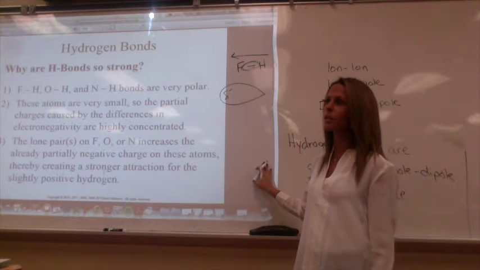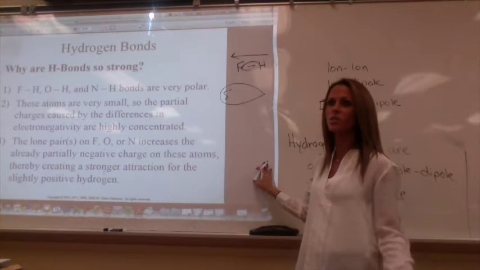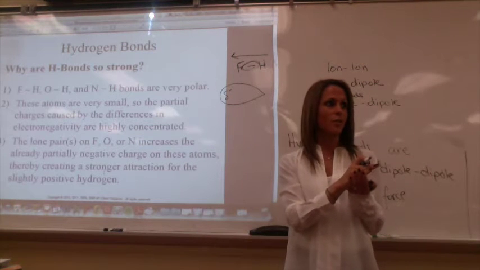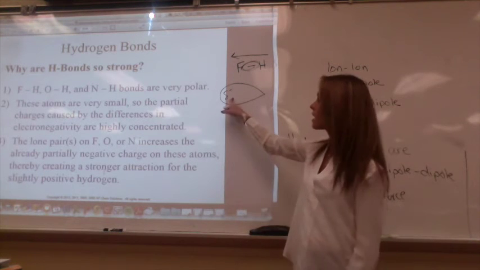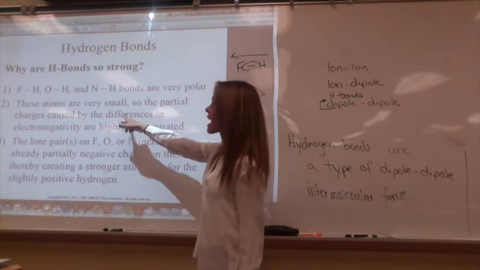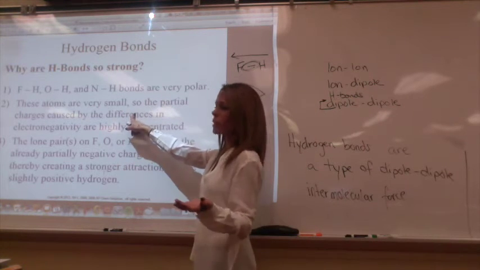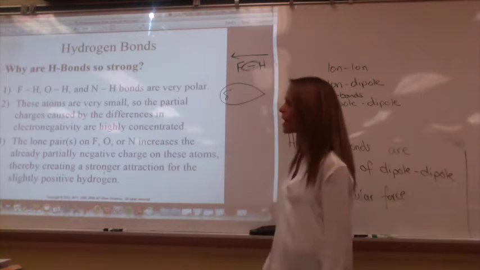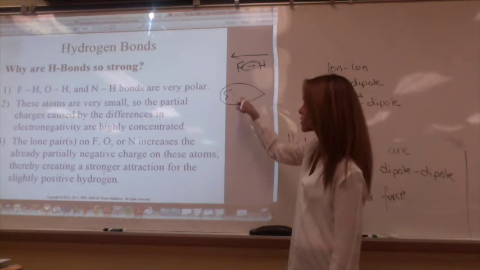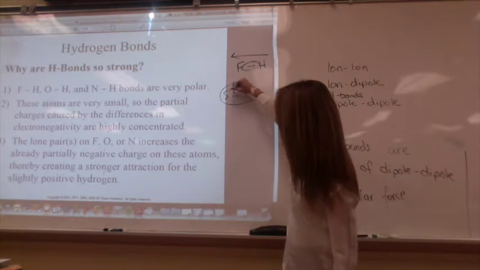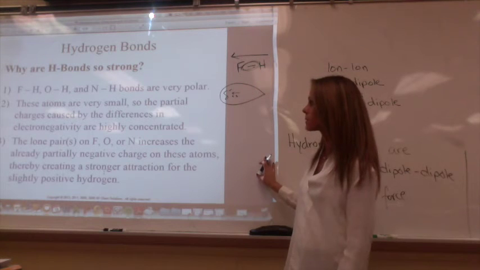Why is it the most electronegative? Because it's the smallest atom, right? So its nucleus can pull the electrons that are held in that bond much closer to itself. Agreed? So I get a highly negative end to this molecule, or to this bond. The atoms are very small. Nitrogen, oxygen, and fluorine are really small. So the partial charges caused by the differences in electronegativity are highly concentrated, which is why I'm drawing this so large over here. So the electrons are spending most of their time on this side of the bond.